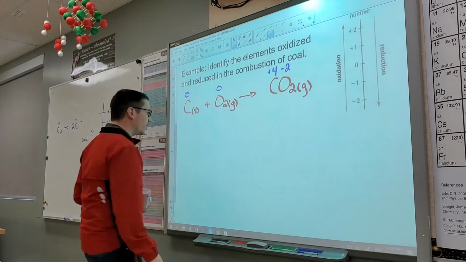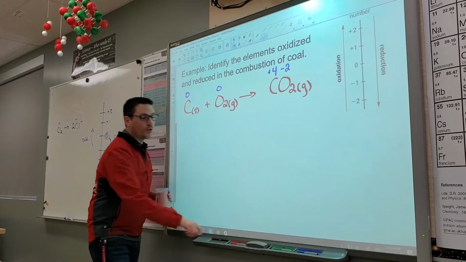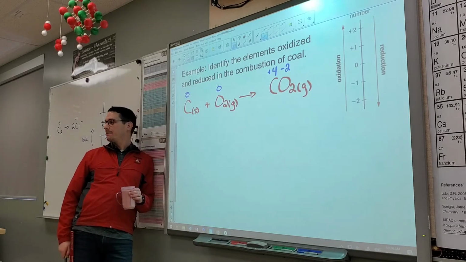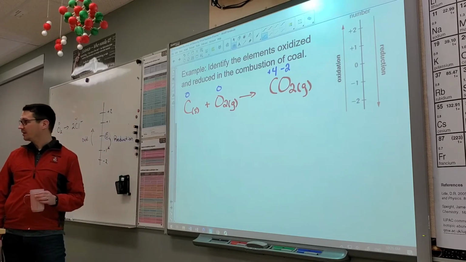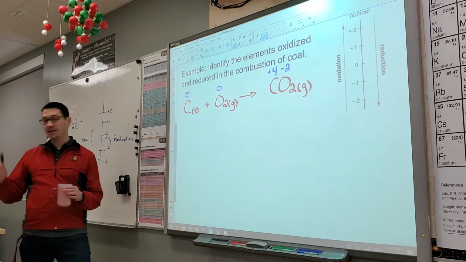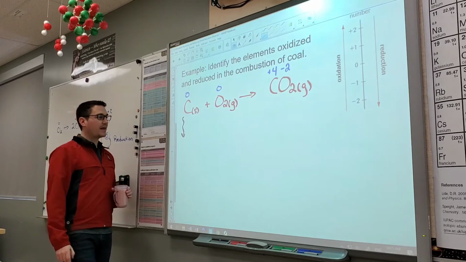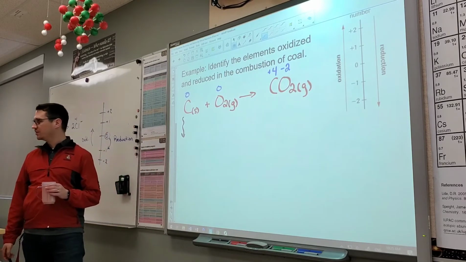So let's think about this. Is the carbon gaining or losing electrons? Is it becoming more positive or more negative? More positive, so it must be losing negatives, right? So this is losing. That means what? Is it being oxidized or reduced?